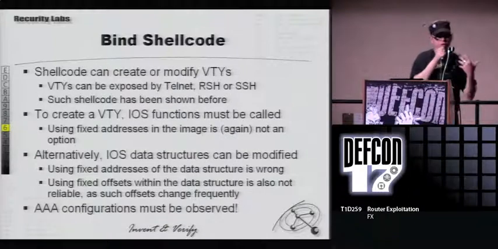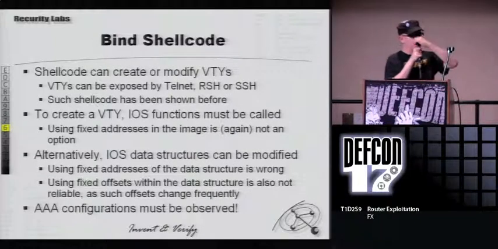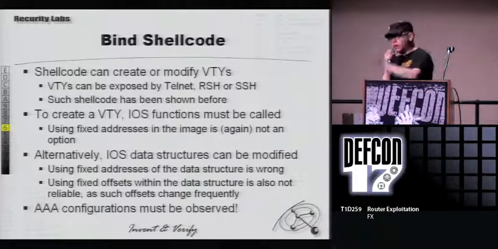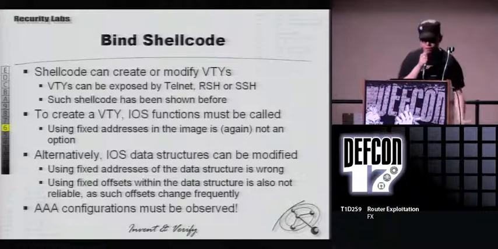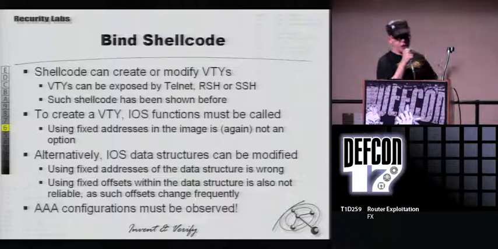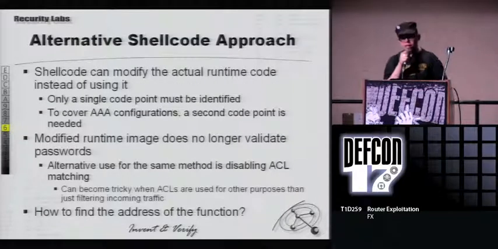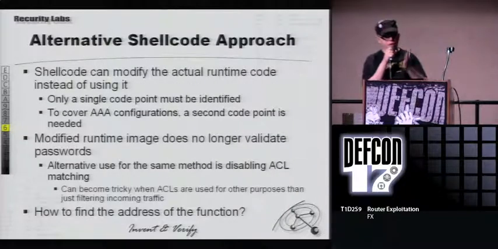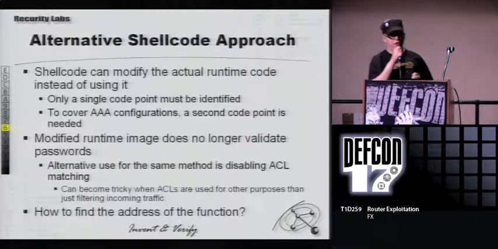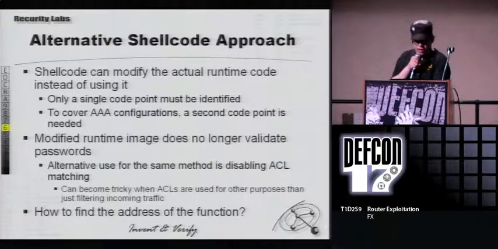What can you do? You can create VTYs, right? You can just create an enable shell, but you always need to have addresses in the code that you can jump into. You could create a VTY, or you can directly modify the data structures, and I already mentioned that this is not really stable. You can also just modify the image. Now, what is this? You only need one single code point that you identify, which is potentially the one that says password wrong. So what you do is you do exactly that.